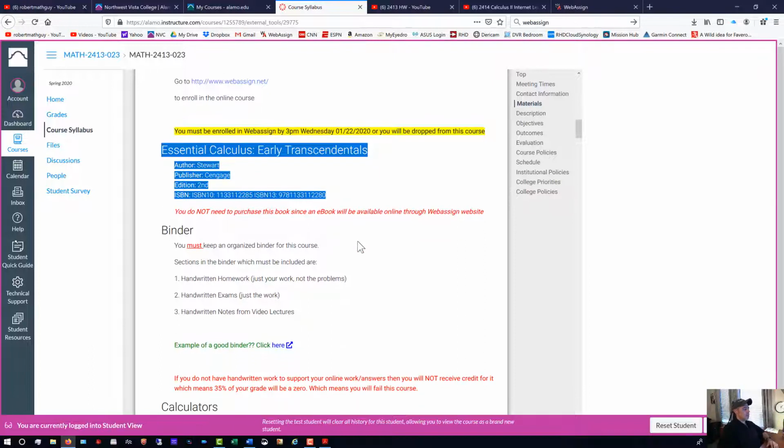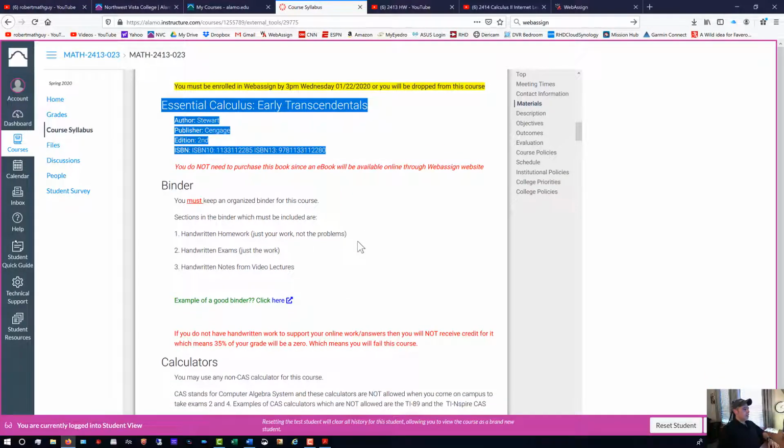Now, the other thing you need in this course is a binder. I recommend a pretty thick 3-ring binder, maybe a 3-inch 3-ring binder. And in that, you must have all the work that you do online, all your homework. I'm not expecting you to just sit there and point and click. I expect mathematics to be put down on paper, nice and neat. So you need to put all your homework, all your handwritten exams, all your notes while you're watching my videos.